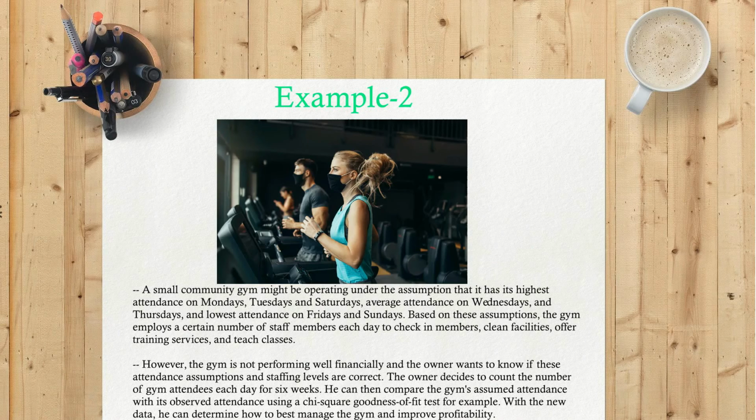However, the gym is not performing well financially, and the owner wants to know if these attendance assumptions and staffing levels are correct. The owner decides to count the number of gym attendees each day for 6 weeks. He can then compare the gym's assumed attendance with its observed attendance, using a chi-square goodness of fit test for example. With the new data, he can determine how to best manage the gym and improve profitability.